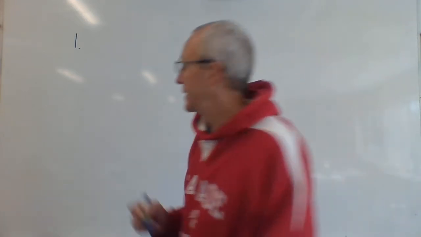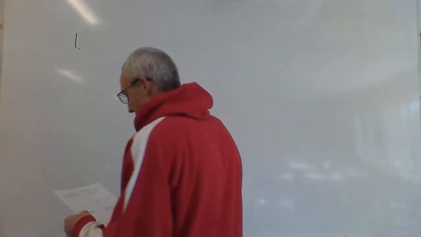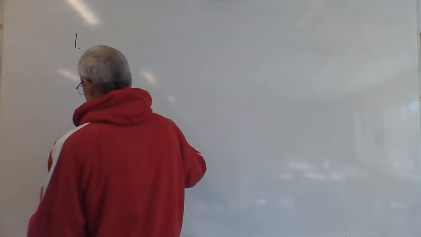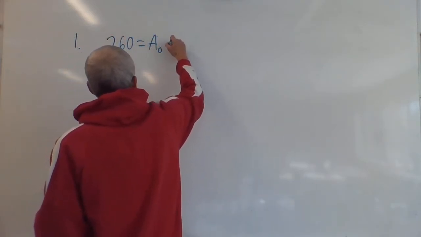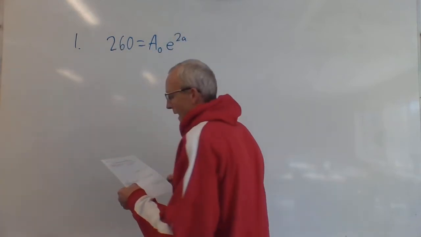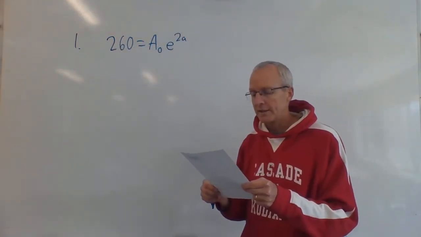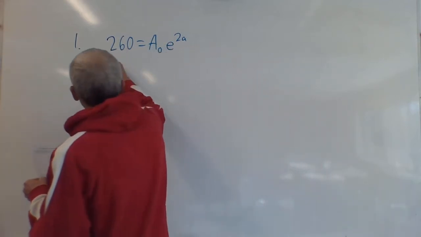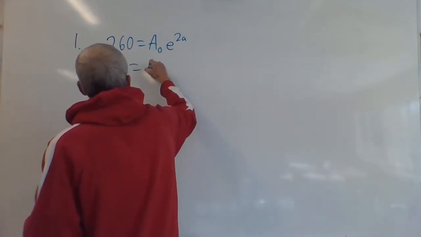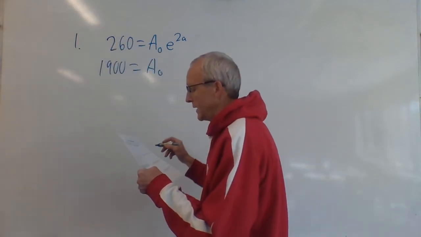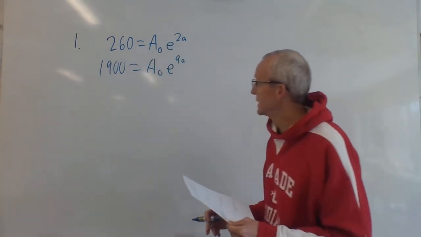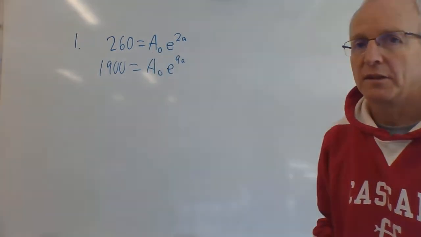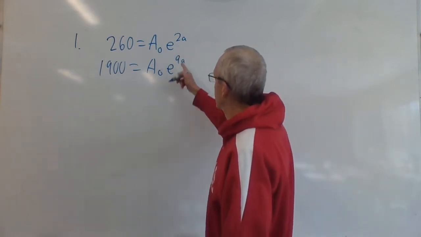So we have to have the two values. We know that there's 260 at t equals 2. So 260 equals a0 e to the 2a. I like putting the t first here because that's 2 hours. And then there are 1900 cells equals a0 e to the 9a at 9 hours, or t equals 9. From those 2 points, we can figure out a0 and what a is, this little a.